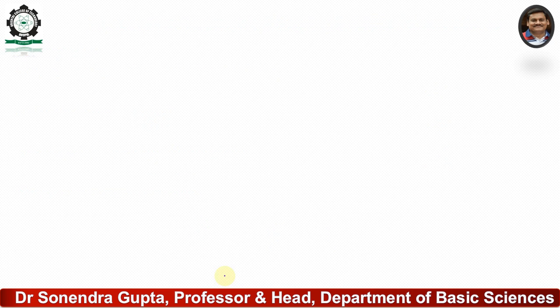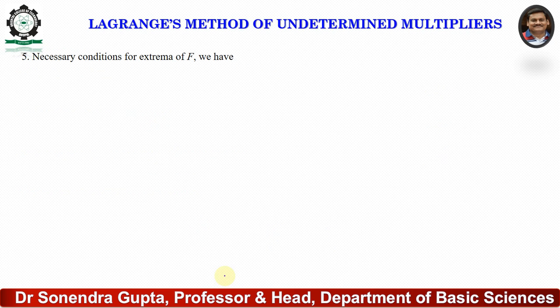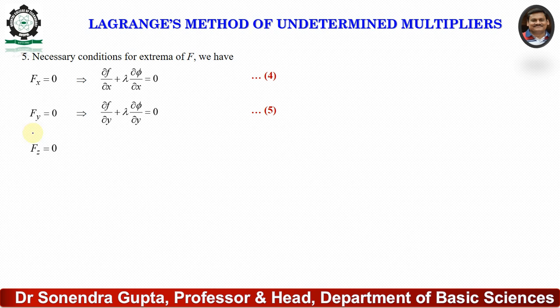Now the necessary condition for the extrema of F, that means dF equal to 0, gives Fx equal to 0. It means del f upon del x plus lambda del phi upon del x equal to 0. Say this is equation number 4. Similarly, Fy equal to 0, that means del f upon del y plus lambda del phi upon del y equal to 0. Say this is equation number 5. Similarly, Fz equal to 0, that means del f upon del z plus lambda del phi upon del z equal to 0.